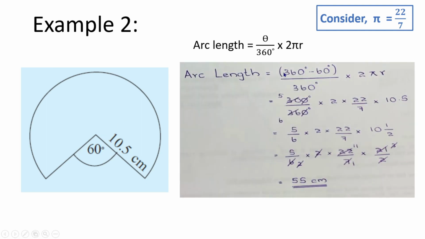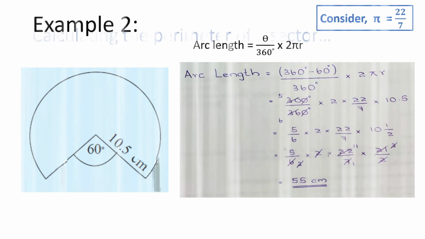The theta is not given, so theta you have to find. This angle is theta. This angle is 360 degrees minus this angle. That is 360 degrees minus 60 degrees is the theta. So that is 300 over 360 into 2, pi is 22/7 into 10.5, that is the radius. So you can simplify this and you get 55 centimeters as this arc length.